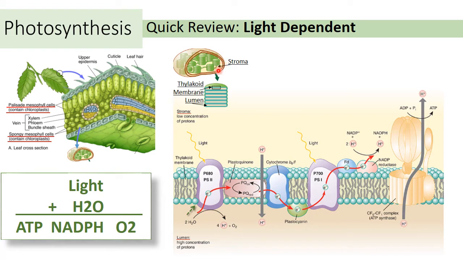Inside we have the stroma space in between, and then the thylakoid grana. Here we've got the thylakoid membrane, and then the lumen is the light colored space on the inside. So here we have the stroma area, the thylakoid membrane, and then the lumen.